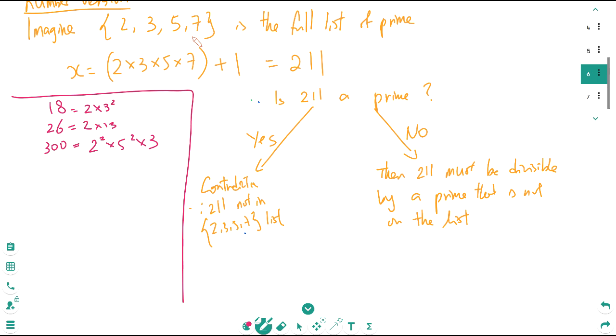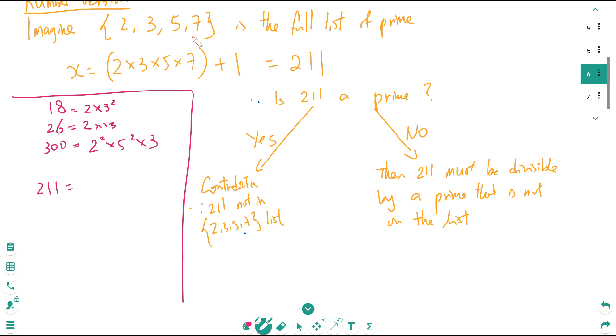Okay. Now, any number can be written as a product of primes. Now, 211 cannot be divisible by 2, 3, 5, or 7. That means when we write 211, there couldn't be a 2, 3, 5, or 7 in it. Why? Because of the plus 1.